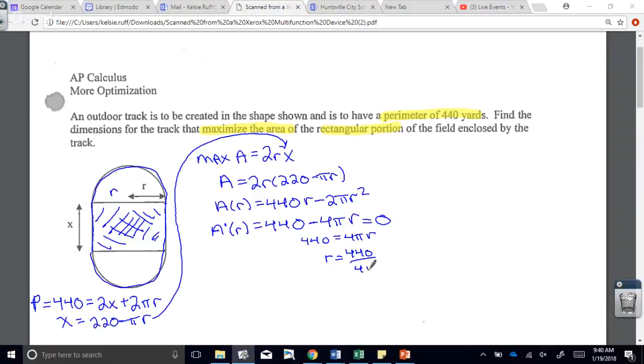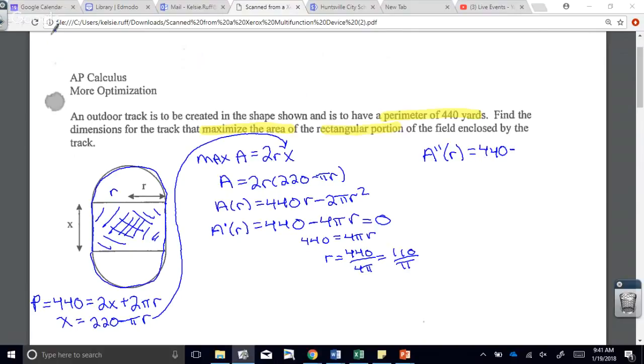440 over 4 pi, which can be reduced to 110 over pi. Okay, we have to then make sure that this is a maximum value. So we can either use the first derivative test or we can use the second derivative test. I'm going to go ahead and take the second derivative. The second derivative is going to be 440.